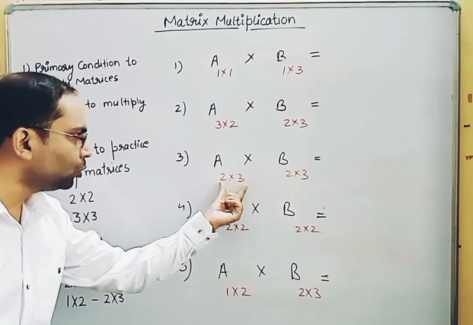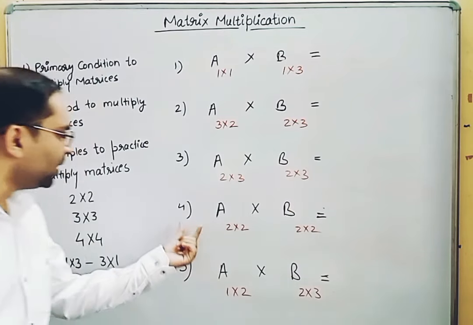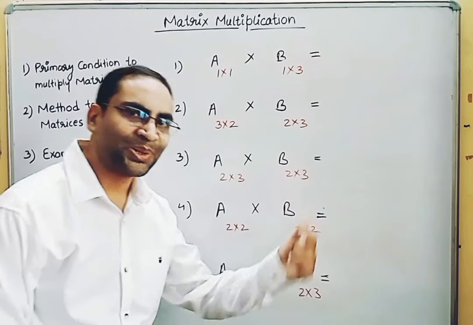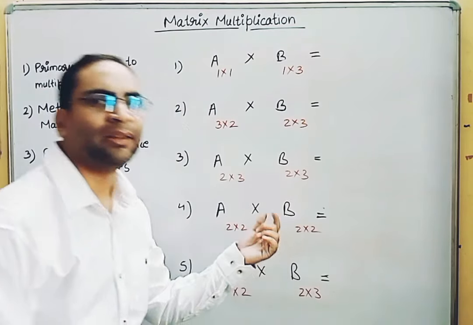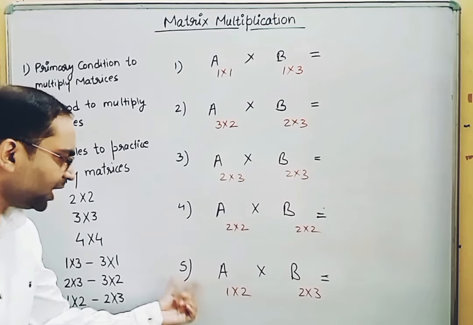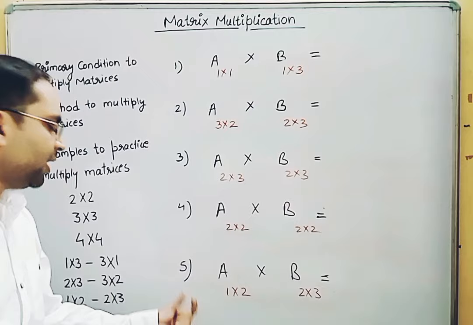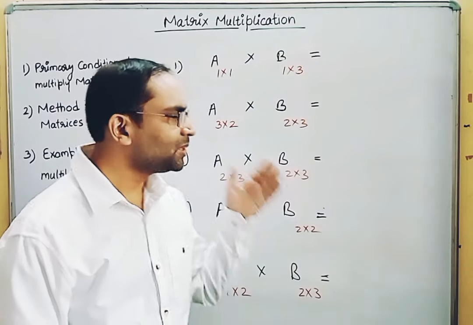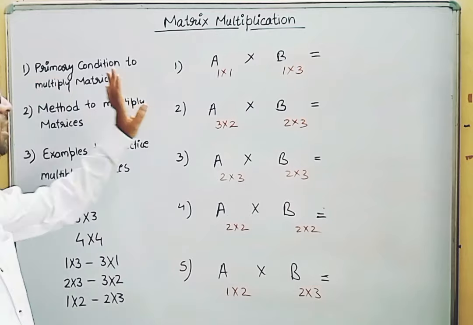Similarly, in the third question, this is 2 cross 3 and 2 cross 3. Just write your answer in the comment box, 3 yes or 3 no. Then in fourth, 2 cross 2 and 2 cross 2. Just write in the comment box 4 yes or 4 no. If we can multiply these two, then 4 yes. And if we cannot, then write 4 no. Similarly, question number 5, this is 1 cross 2 and so what do you think? Can we multiply these two matrices? If yes, then write 5 yes, otherwise 5 no. So this is a quick exercise, check your comments and you will also get to know whether you have learned this primary condition well or not.